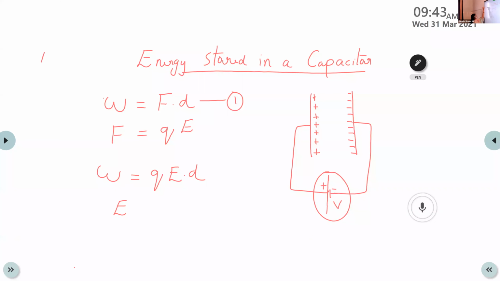We already studied that E is equal to the negative gradient of potential, negative dV by dx. But here we are providing a total potential V. So E is equal to V by D. Here E is equal to V by D.